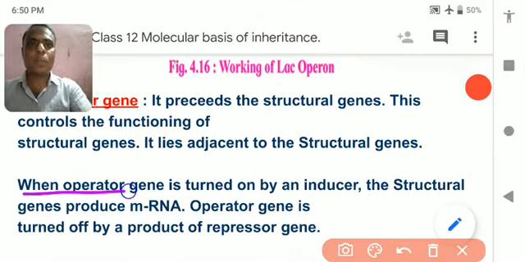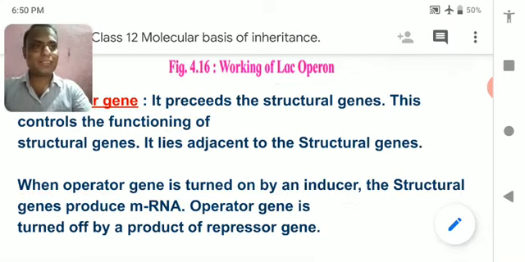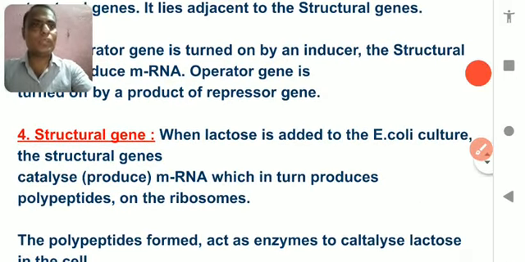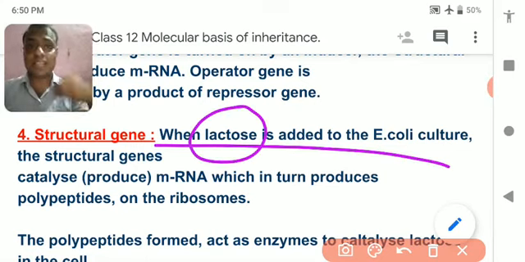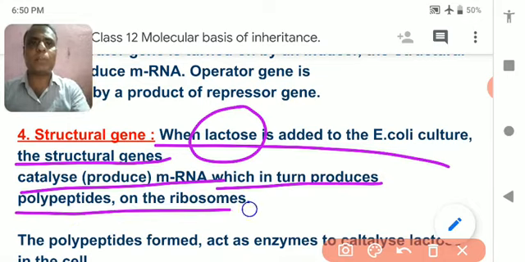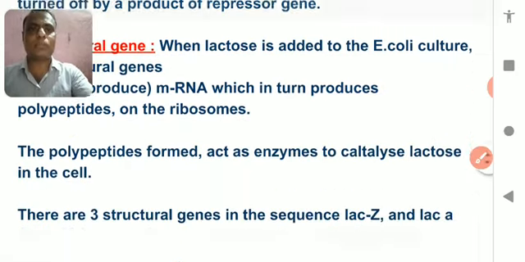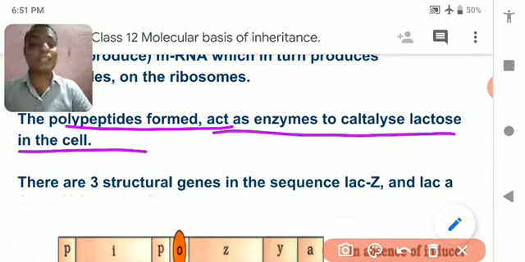Understood? When the operator gene is turned on by the inducer, the structural gene produces mRNA. Structural gene ZYA. You see? So the structural gene is over here. When lactose is added, lactose is the inducer which starts the formation of mRNA of the structural gene. The structural gene catalyzes mRNA, which in turn produces a polypeptide on the ribosome. The polypeptide, meaning protein, acts as an enzyme to catalyze the lactose. So that enzyme helps in the digestion of lactose.